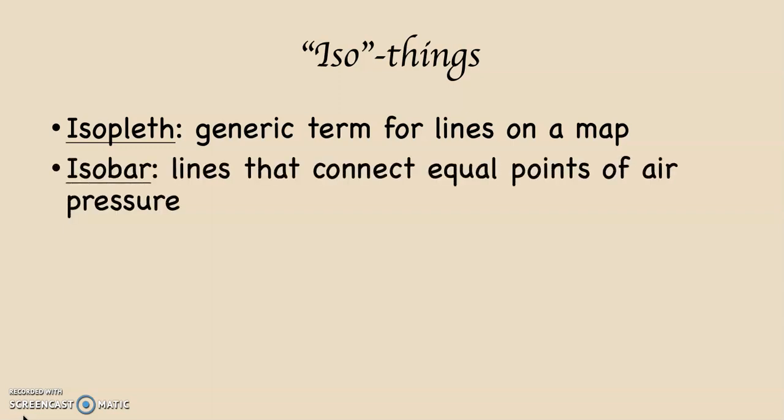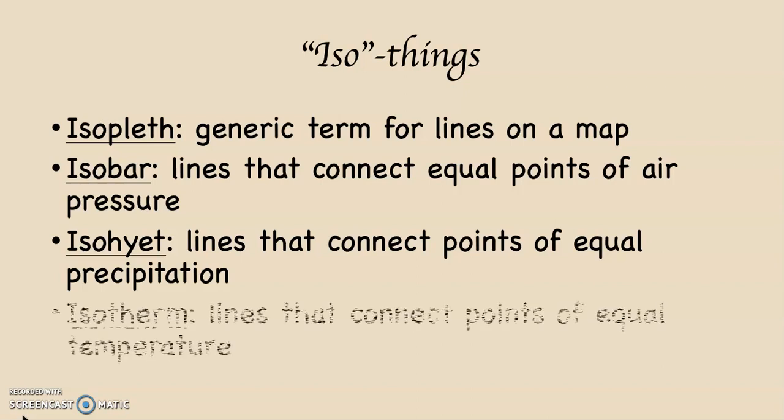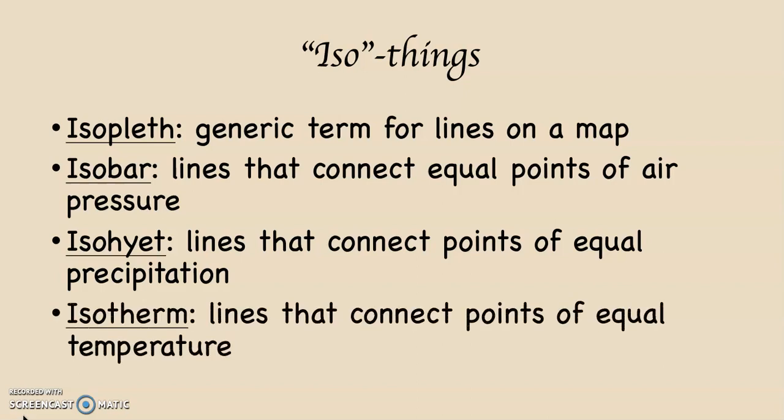But there's more specificity. An isobar is a line on a map that connects points of equal air pressure. An isohyet, can you see that HY? That means water. An isohyet is a line on a map that connects points of equal precipitation. And an isotherm, can you guess that one? Good. Of course, it's written out there for you. It's lines that connect points of equal temperature on a map.